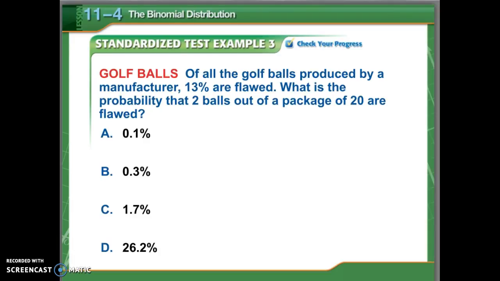Example 3. This one is about golf balls. Out of all the golf balls produced by a manufacturer, 13% are flawed. What is the probability that 2 balls out of a package of 20 are flawed? Go ahead and pause the video. Use the formula that we looked at. When you have your answer, go on to the next slide.